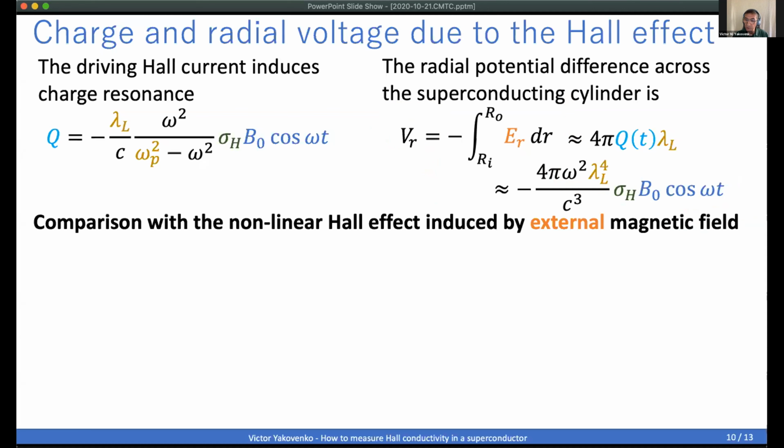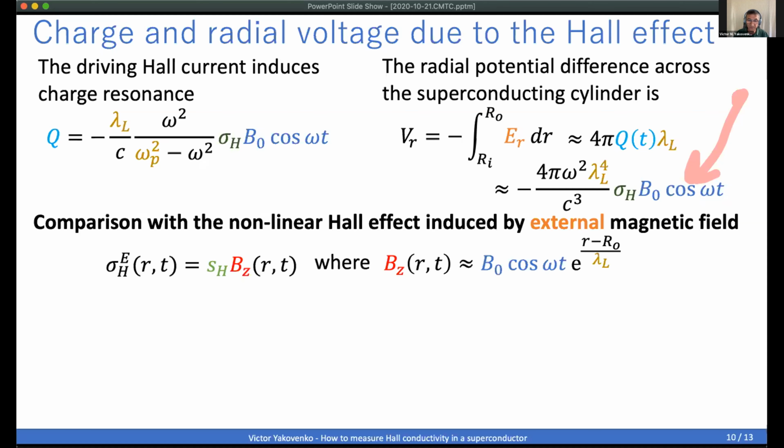You see, since we apply a magnetic field, you may ask, once you apply a magnetic field, there will be Hall conductivity anyway in any material, right? So can we distinguish a Hall effect just induced by a magnetic field from the intrinsic Hall effect? And the answer is yes. In any material, there is Hall conductivity induced by the applied magnetic field. Let's call this coefficient SH, as opposed to sigma h. So SH is a coefficient of proportionality between Hall conductivity and applied magnetic field.